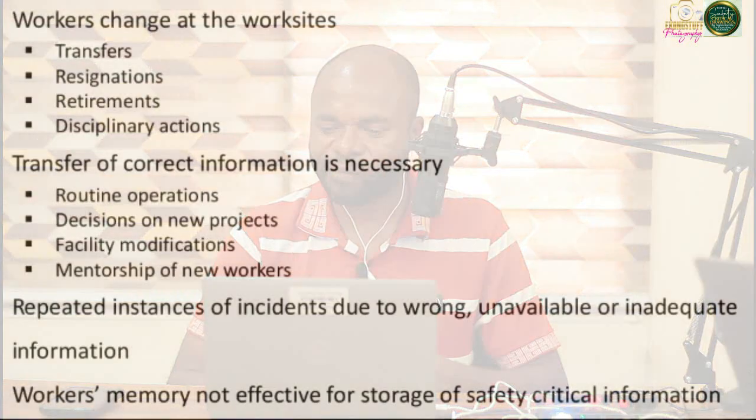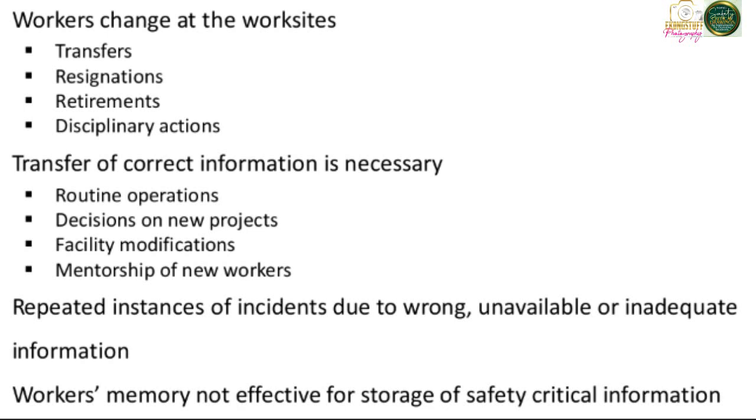But if you look at the different industries that exist, you see repeated instances of incidents occurring as a result of people either relying on wrong information, or the right information not being available, or the information that is available being insufficient for people to be able to work safely.